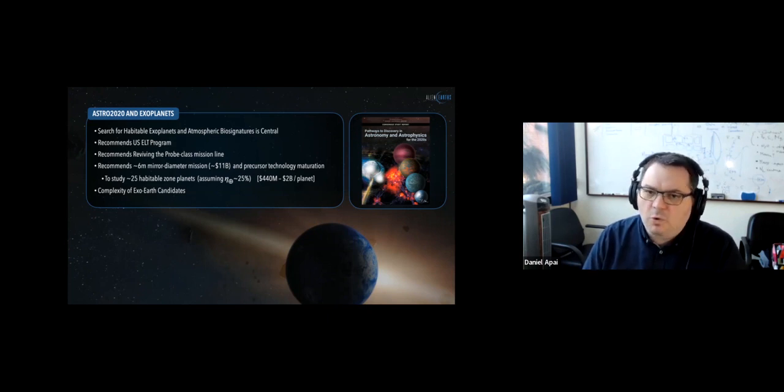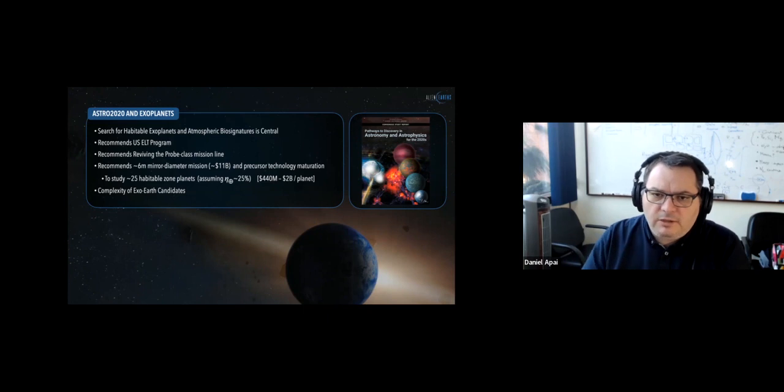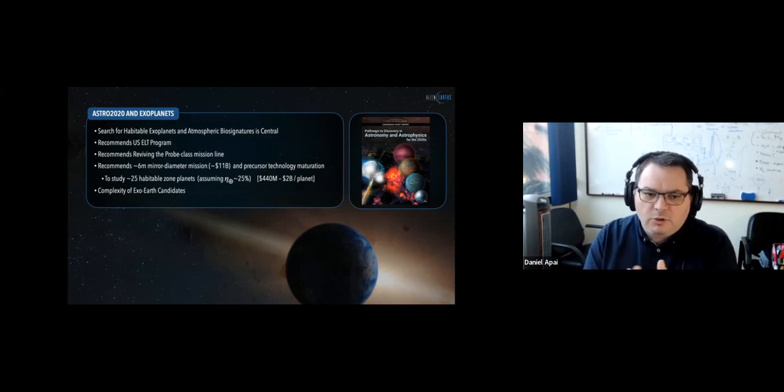It recommended very highly the US Extremely Large Telescope program. So this is the GMT and the TMT, and I'm very excited about the science that will emerge from those programs. In addition to pushing forward these ground-based facilities, the recommendation is also, and I will mention it primarily here, for a 6-meter class mirror diameter mission for a cost that may be around $11 billion or so, and precursor technology maturation. The primary goal of this mission is to search for habitable zone exoplanets and characterize them, search for signatures of life. It also has a variety of other astrophysical utility and very exciting science that can be done with it. And I want to take a lot of the motivation for this talk from this recommendation.